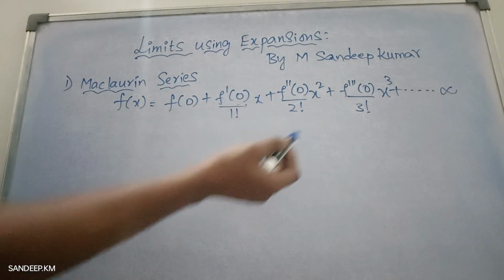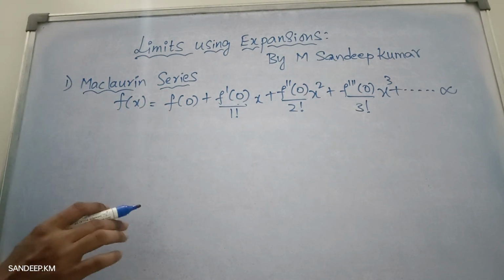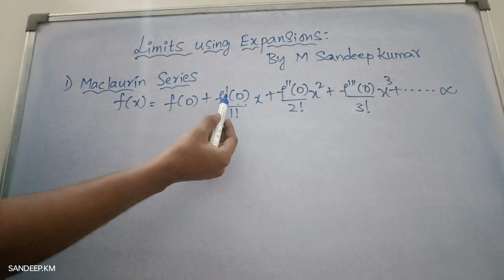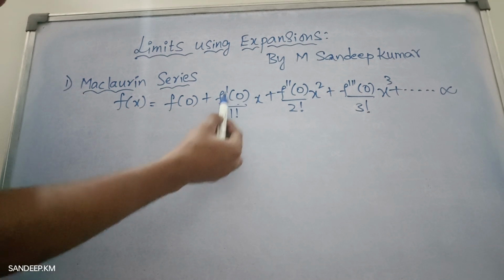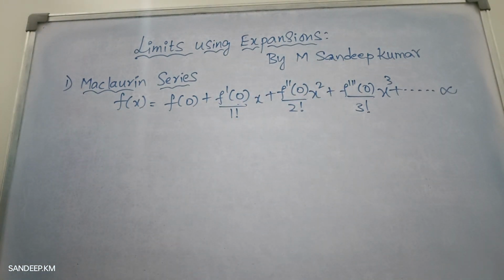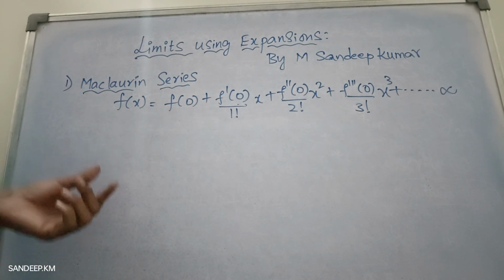Series means sum of terms. Now see, any function f of x which is differentiable, whose first derivative exists, second derivative exists, third derivative exists and so on at x equal to 0. If that is the case, we can use the Maclaurin series to find the expansions of certain functions.